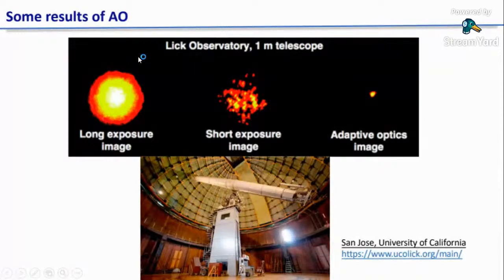So from Lick Observatory, Lick is a 1 meter telescope at the University of California. That's a long exposure image, and that's a short exposure image. Long exposure spreads the wave function, as we saw earlier, into a diffuse disk. A short exposure image doesn't give a lot of details. And when we apply adaptive optics to the imaging, we get a peak again. That's what we were expecting, that diffraction limited image we get back.